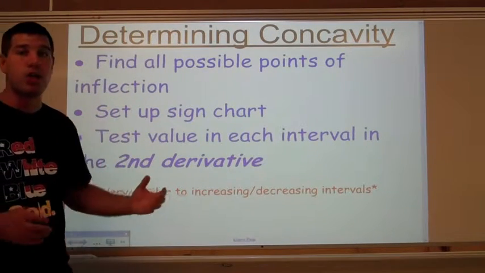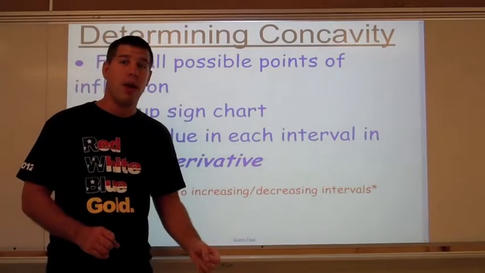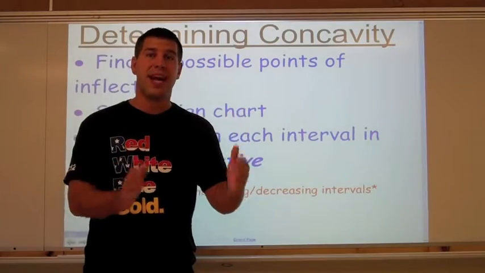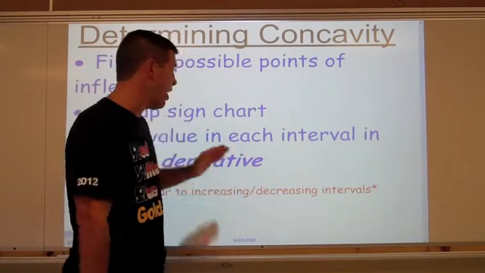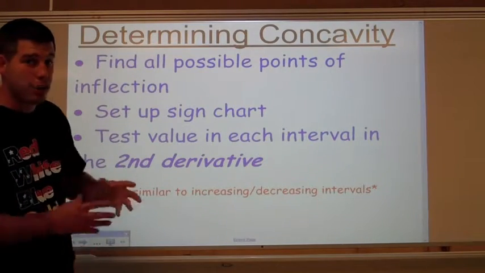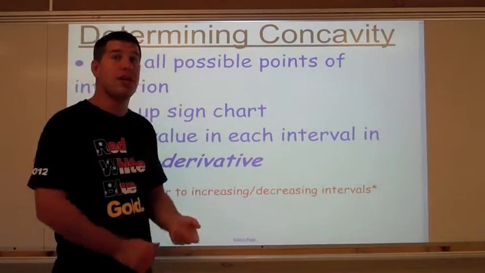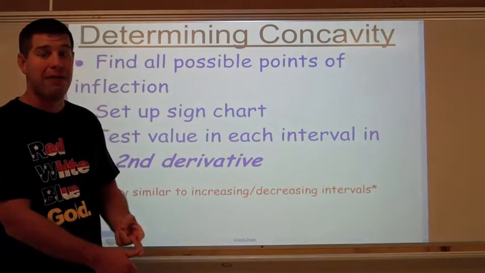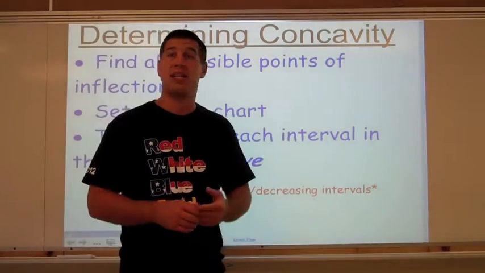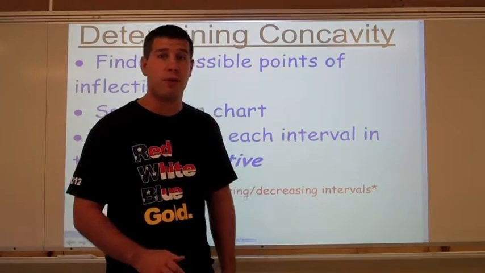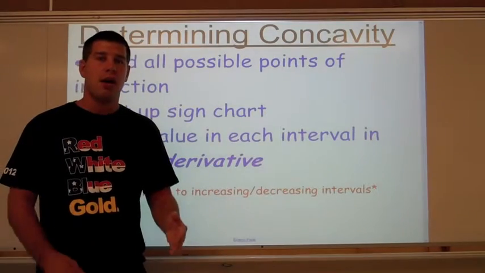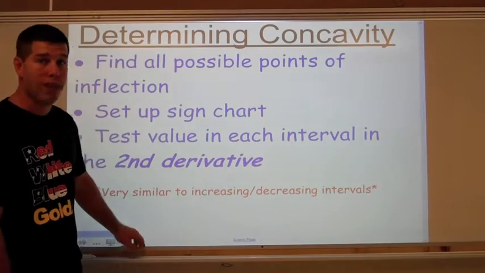You're going to set up a sign chart just like we did with the first derivative test. You have your critical numbers for the first derivative test, where here you have your possible points of inflection and you list them. And then you're going to test a value in each interval, but make sure you test that value in the second derivative to determine if it's concave up or concave down. Just like you plug numbers back into the first derivative to see if the function was increasing or decreasing on the interval, you plug the numbers back into the second derivative to see if the function is concave up or concave down on that interval.